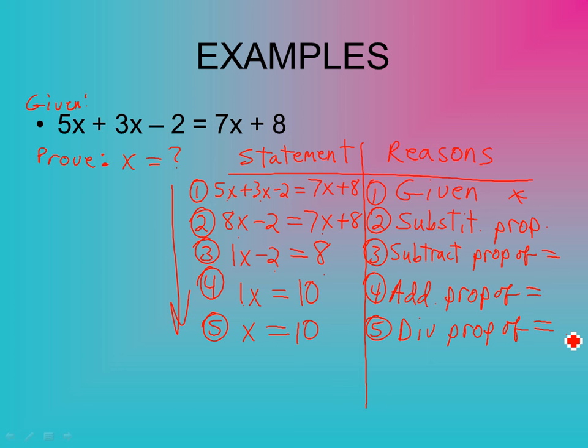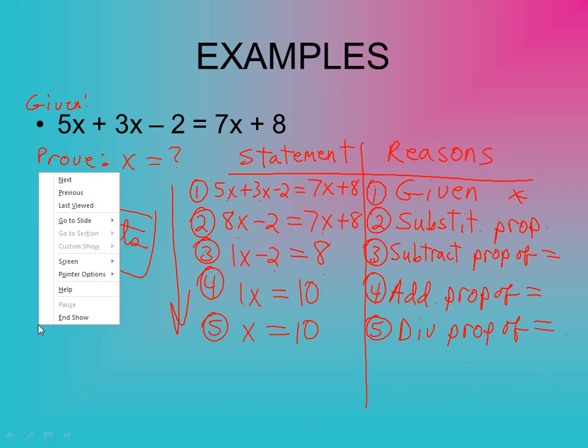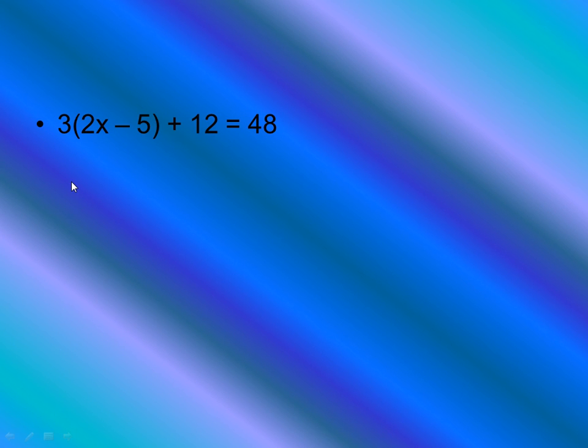That's your 2-column proof, and that's what you're going to do on the half sheet quiz that you got to turn in to the sub before you leave. On that half sheet quiz or on any test or quiz that we do, each one of these statements and each one of these reasons counts as a point. So this problem right here would be worth 10 points. Next one.